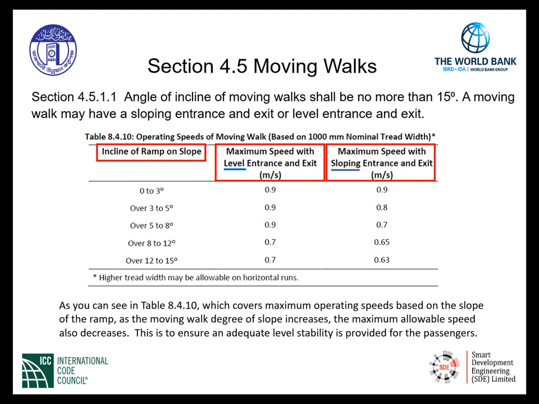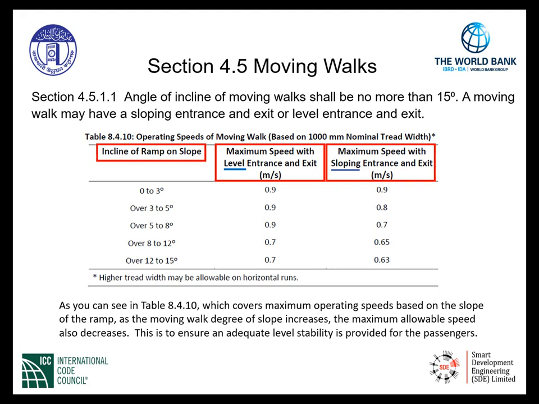Table 8.4.10, titled Operating Speeds of Moving Walk, is given to us here. The first column of this table gives us the incline of the ramp or slope. We have ranges from 0 to 3 degrees, over 3 degrees to 5 degrees, over 5 degrees to 8 degrees, over 8 degrees to 12 degrees, and finally over 12 degrees to 15 degrees in the first column.